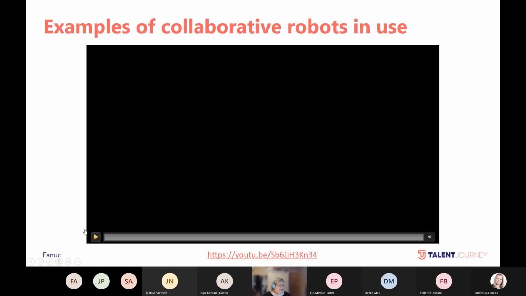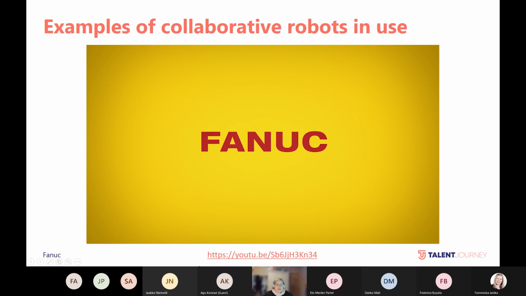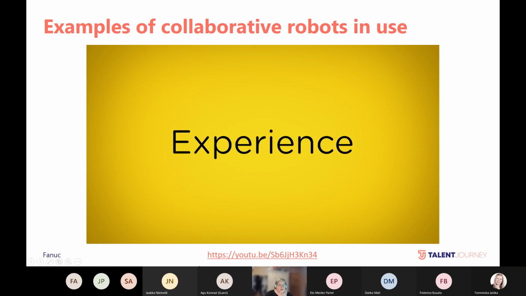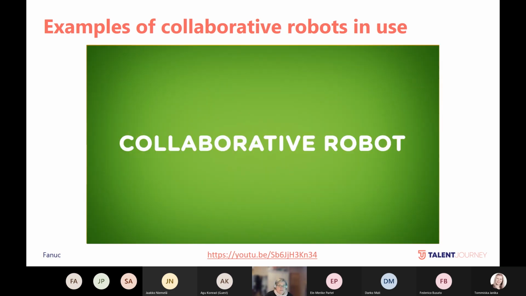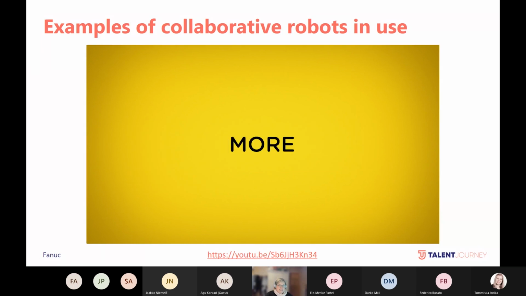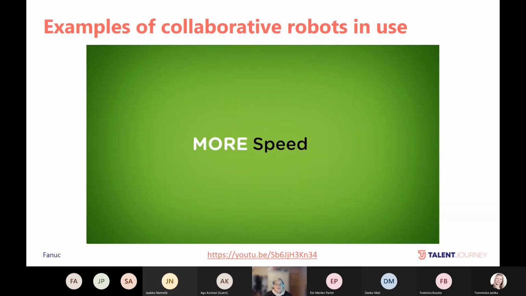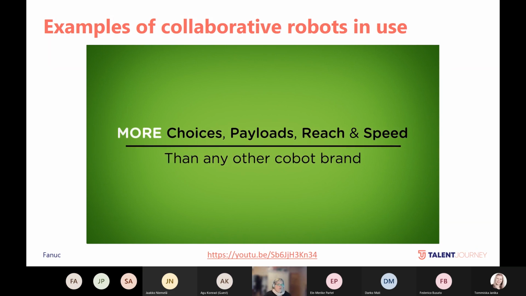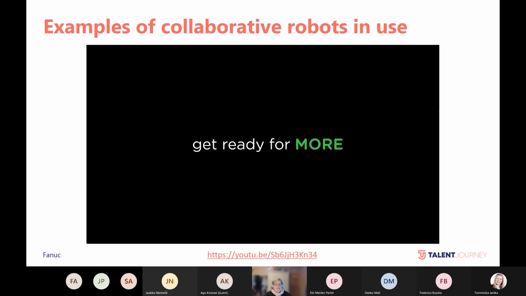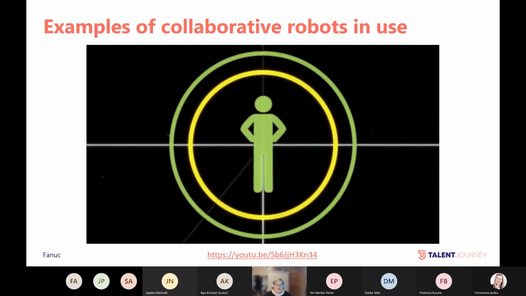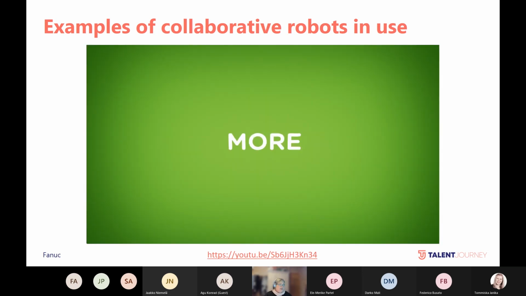Okay, let's see one example of collaborative robots in use. This comes from FANUC. Let's look at one example of capabilities of collaborative robots in practical tasks. I have to say that I do not have any purpose in any way to promote the robots in these videos, but I have chosen videos completely due to their informative aspect.